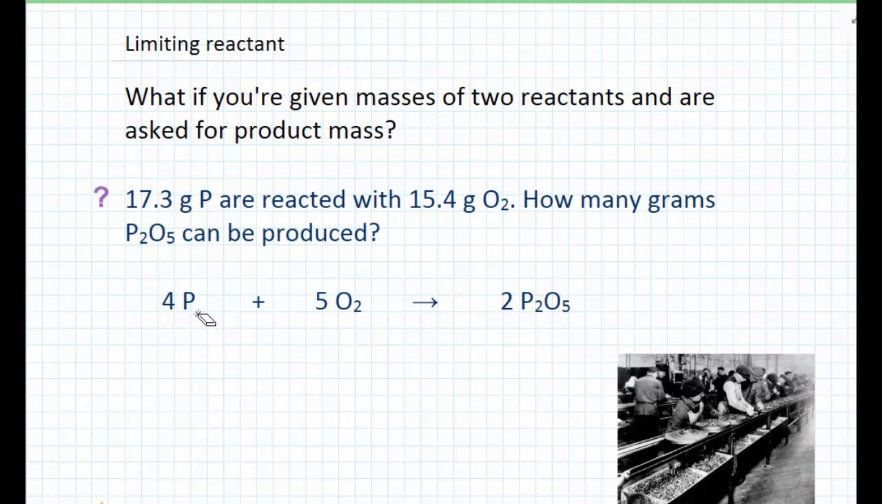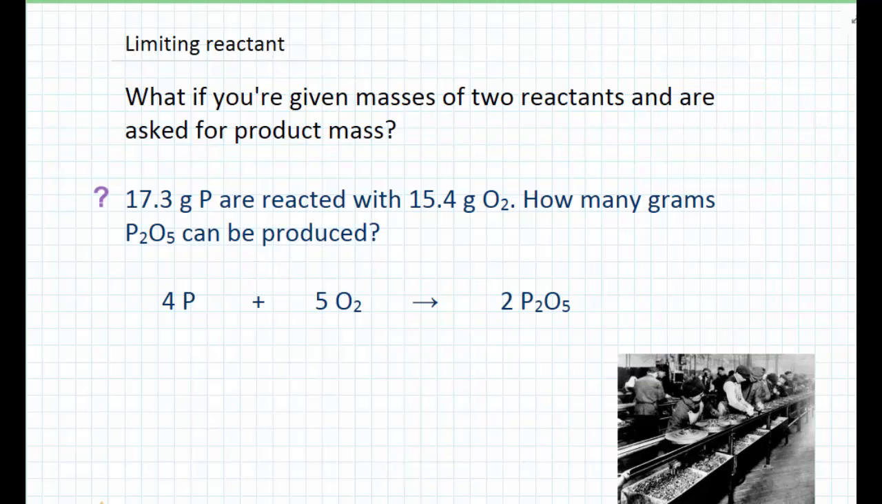17.3 grams of phosphorus are reacted with 15.4 grams of O2. Those are the amounts of reactants that are available to us. Say we just put those amounts in a container and allowed them to react, and we want to know how many grams of product we can make. Well, if we were just given this one, we could pretty easily calculate how many grams of product just by doing grams to moles to moles to grams. If we totally reacted 17.3 grams of phosphorus, we could figure out how many grams of P2O5 that would create.